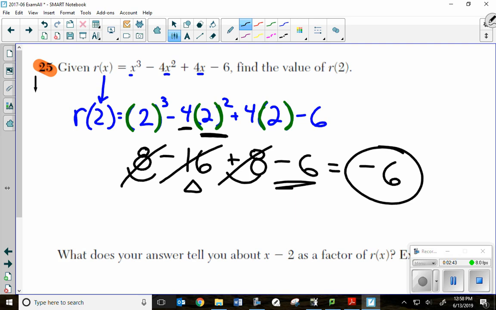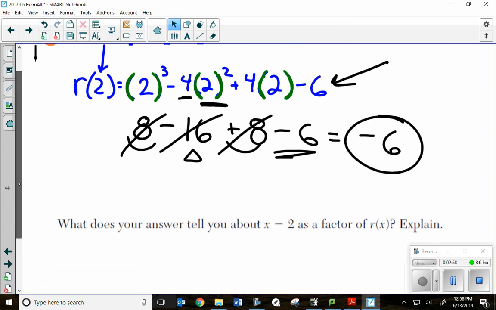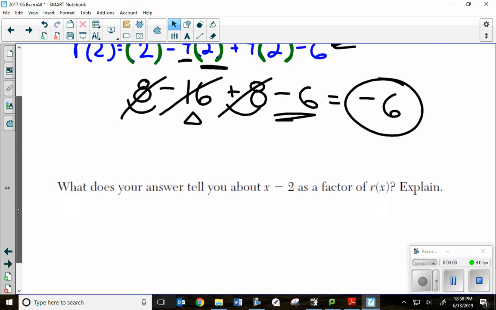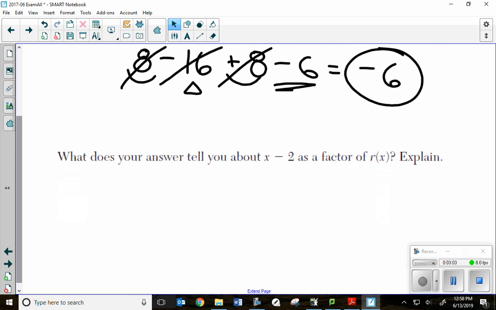Now, you have a calculator. I would highly suggest you check any work or at least do this work in the calculator. Even if you do the work in the calculator, you still need to show your work. Okay? And this is really rare. We have a second part to a part two question. Okay? What does your answer tell you about x minus 2 as a factor of R of x? Oh, explain. That means we've got to use our big words.